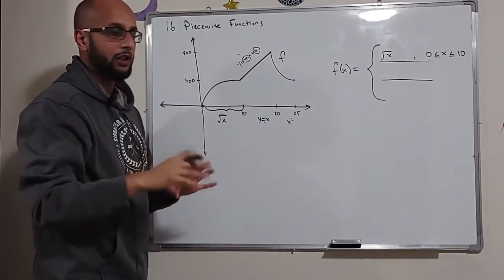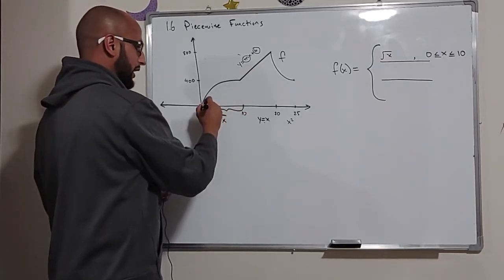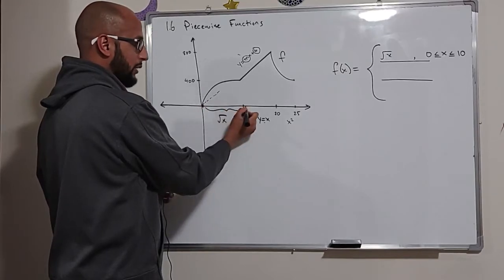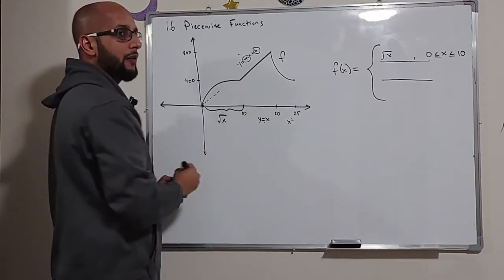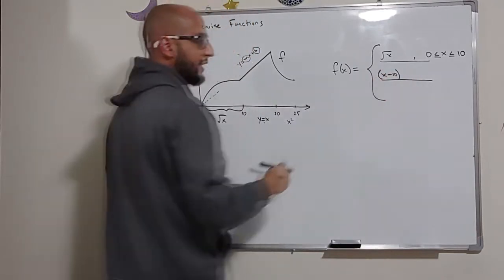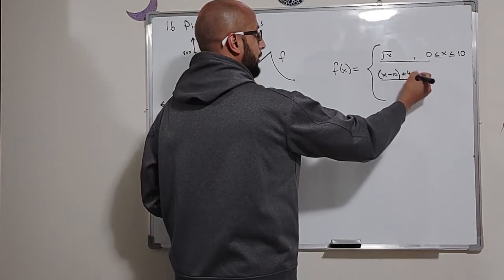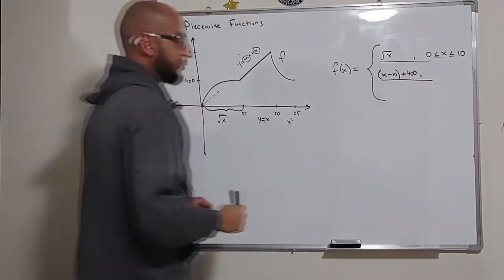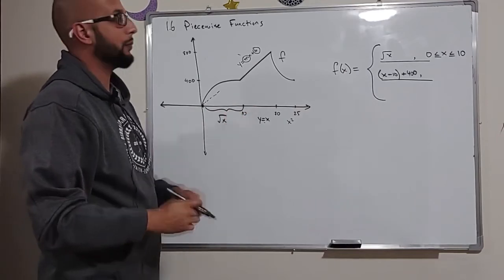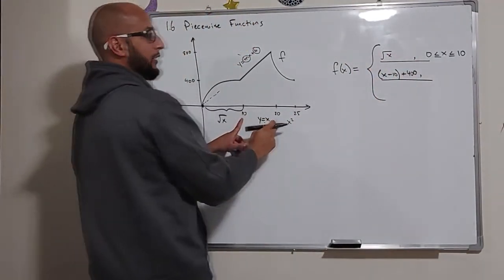The easiest way for now that we're going to do it is we're going to use translations. The original y equals x function goes through here, goes to the origin. We're going to shift it right by 10 and up by 400. So what does that look like? Right by 10 is inside the function, and then up by 400 is outside the function. So it's the y equals x graph, shifted right by 10 and up by 400. And that is the case when x is between 10 and 20.